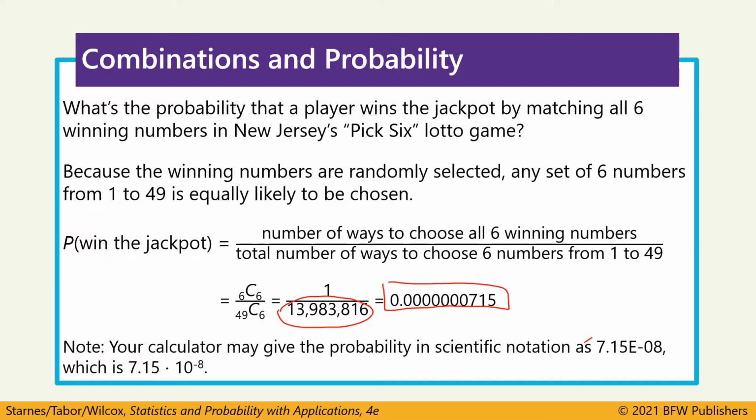Our calculators might give this in scientific notation instead. So if you see a number that looks kind of weird, look for an E there. All right, and that means times 10 to the -8th power.